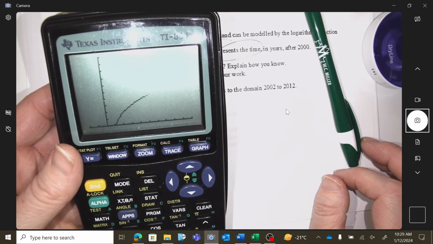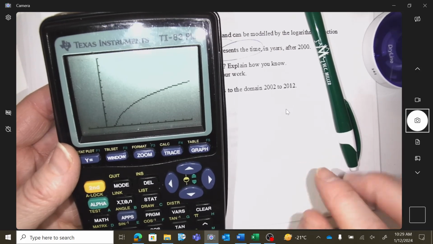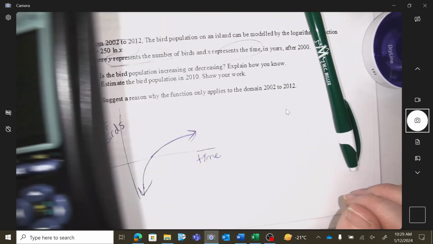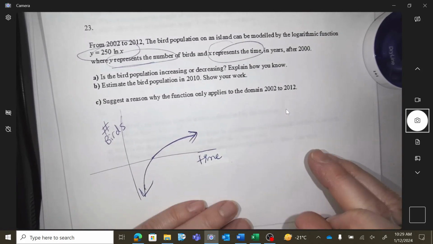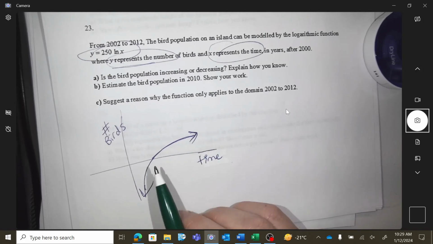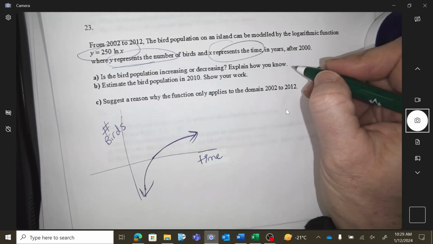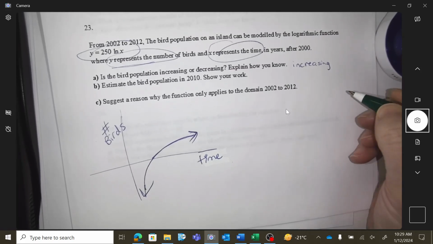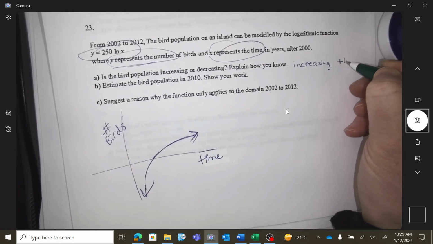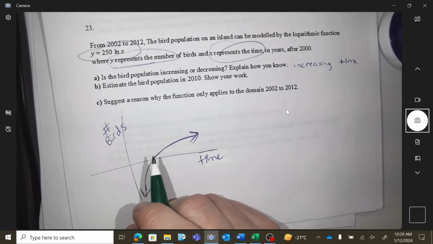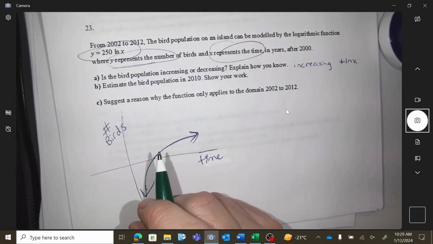Okay, does everybody have a good, clear understanding of the graph from their window? Okay, is the bird population increasing or decreasing? It's increasing because it's a positive ln function. ln functions increase. They increase slowly, but they increase.